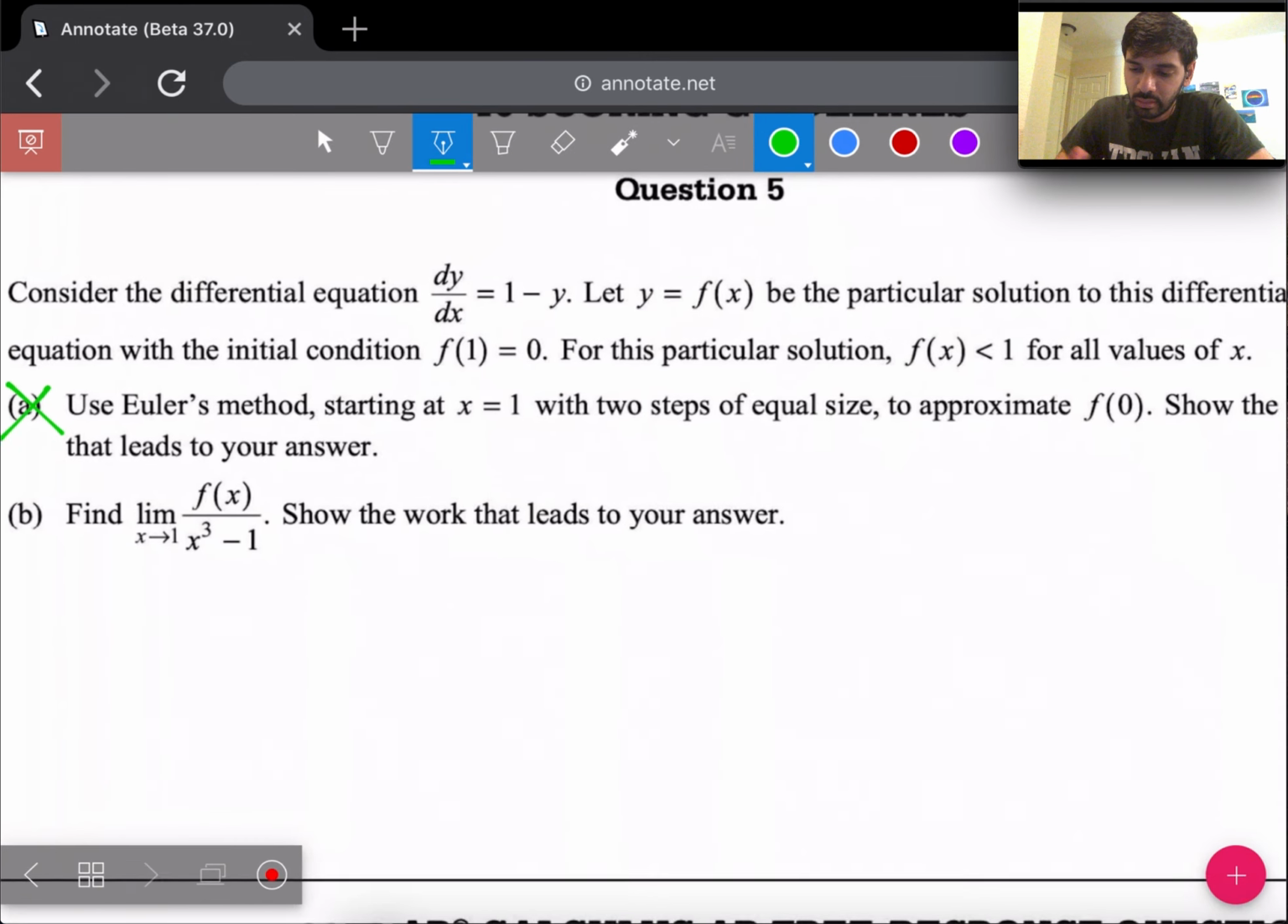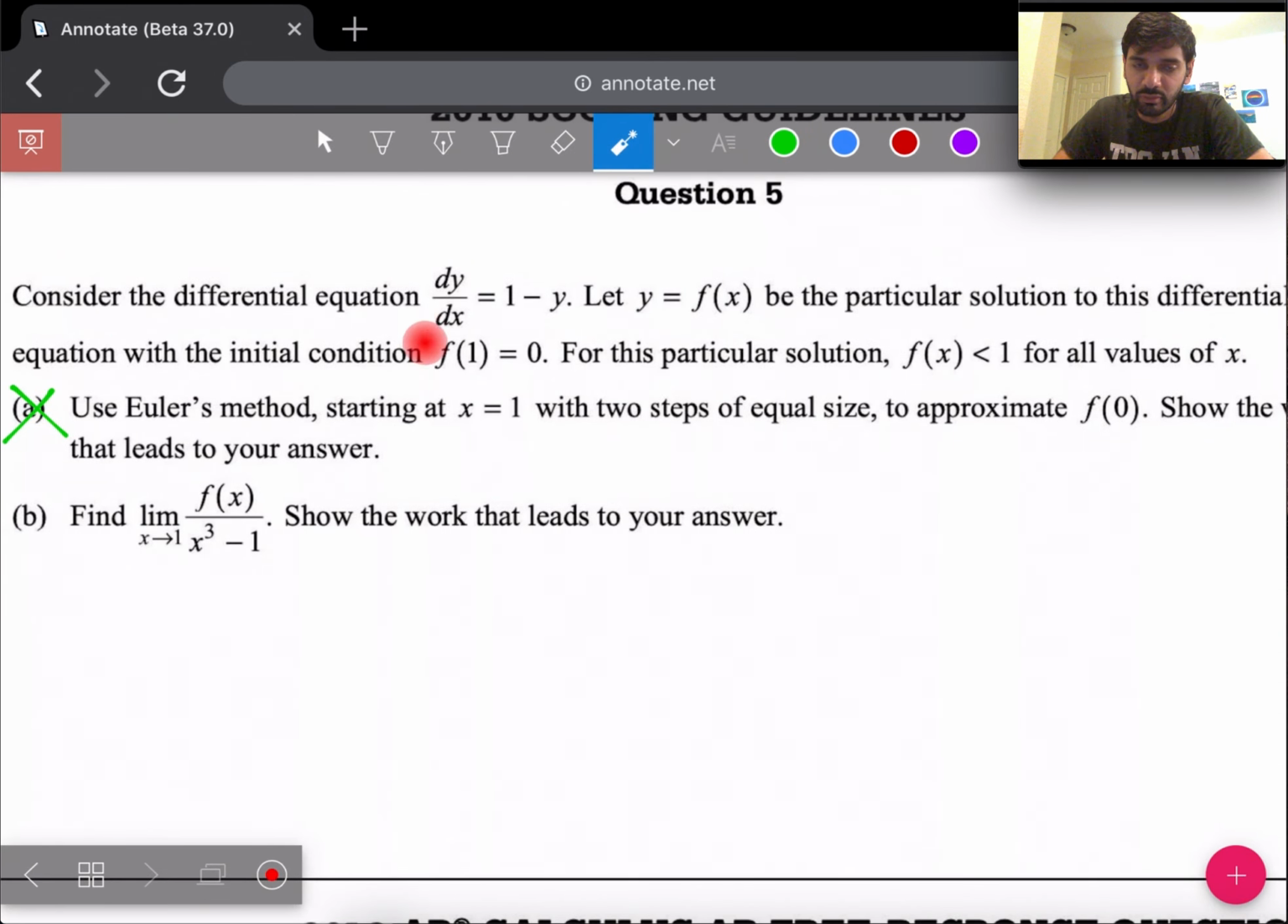So here I have some information. I have the differential equation here. This is also, in other words, f prime of x, the first derivative. And then I'm also going to highlight this other point that we know right here. F of 1 is equal to 0. Okay, that will help us in our problem here.